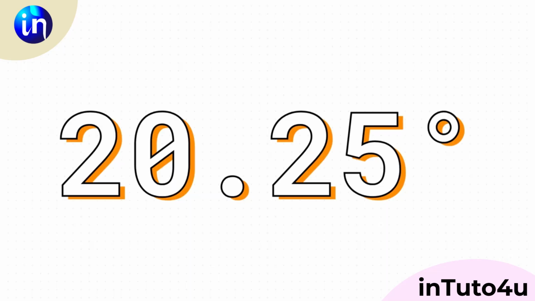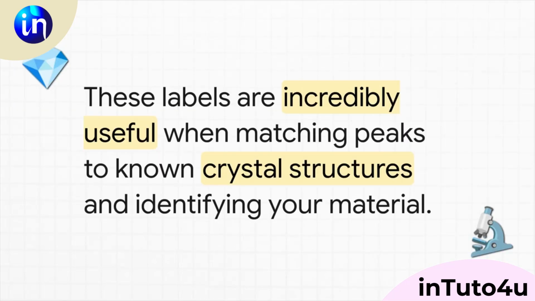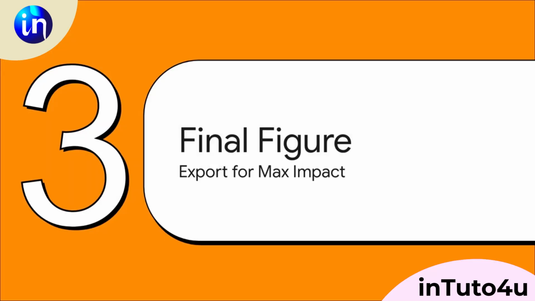And just like that, Origin scans the data and bam! It instantly finds and labels a key peak right at 20.25 degrees. This is that moment where your graph stops being just a picture and starts becoming actual hard analytical data. So who cares about these numbers, right? Well, you do. This is the whole point. Having these exact peak locations is incredibly useful because these are the fingerprints of your material. You can now take these values and match them against a database to figure out exactly what crystal structure you're looking at.